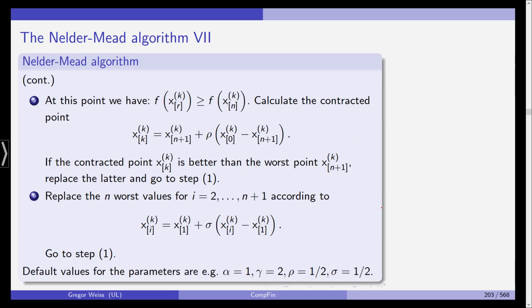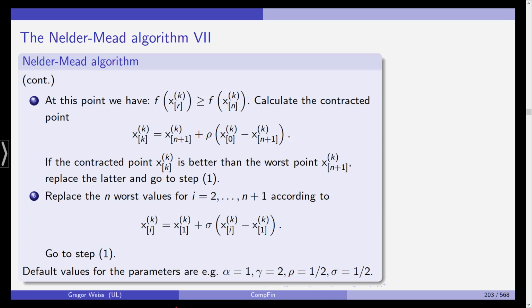Go to step 1. And at this point, the function value of the mirrored point is larger than or equal to f of xn. Thus we calculate the contracted point. We don't expand it, but we go back a little bit. Again, check, is this point better than the worst point? If yes, replace, otherwise do the next. And we replace the n worst values and so on and so on.